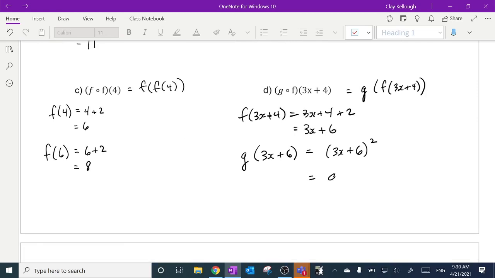And we can expand that. That'd be 9x squared. 3 times 6 is 18. 18 doubled is 36 plus 36. Right? Somebody double check my mental math. 3 times 6 is 18. 18 doubled is 36. Yeah, I think we got that right.